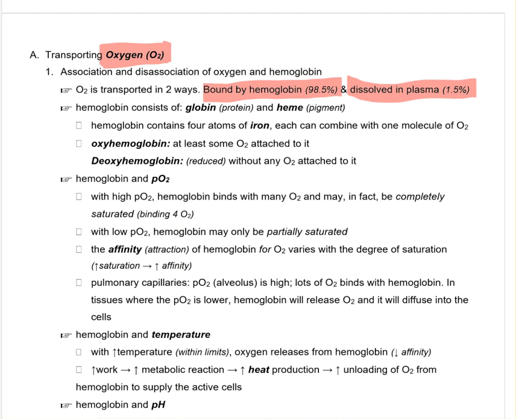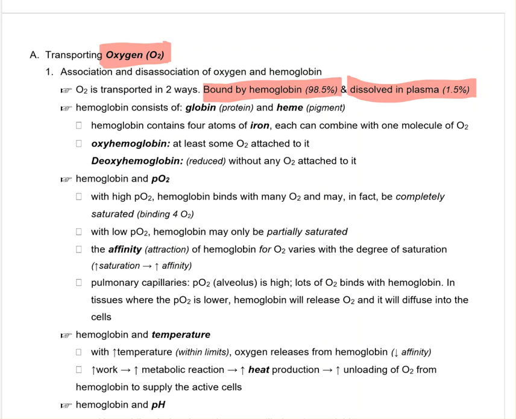So almost all of the oxygen, about 98, 99% of it, is bound by hemoglobin. And this is because, remember we said it doesn't dissolve very well in plasma. Only about 1.5% of all the oxygen you take in is just sitting there dissolved in the liquid. All right, so that is important.